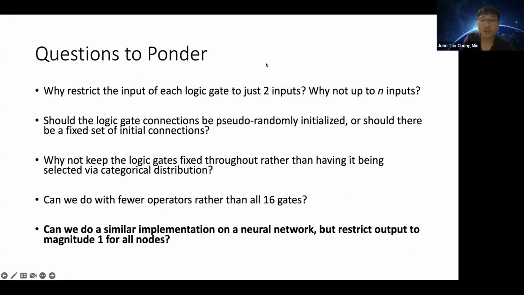Should the logic gates be pseudo-randomly initialized or have a fixed set of connections? This is similar to what I was talking about. I think it should be fully connected for greater expressibility, and then after that you prune it using some form of volume control. That will be better. If not, you need to have too many logic gates per layer. It's actually quite infeasible for scaling.